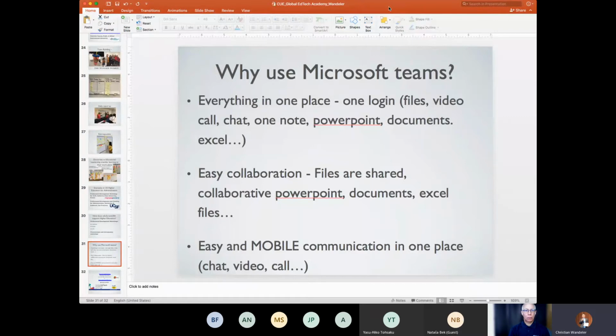I think that's what's so powerful about the Microsoft Office suite: PowerPoints are shared, documents are shared, Excel files are shared, and there's none of this emailing files back and forth and then not knowing who has the most current version. And very important nowadays with our students is that it's mobile and easy to communicate. Once you get the hang of Microsoft Teams, it's a really easy platform to chat, to share information, to call, and to video chat as well.